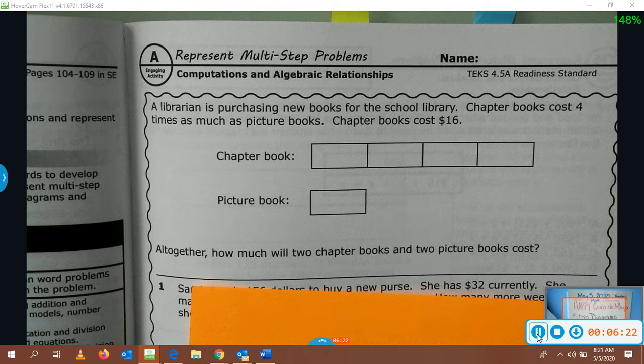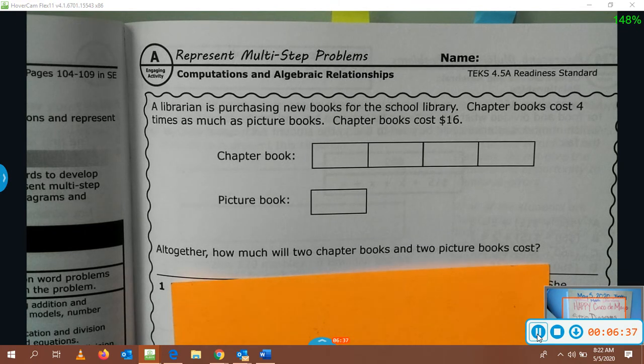Okay, a librarian is purchasing new books for the school library. Chapter books cost 4 times as much as picture books. Chapter books cost $16. So let's look at this problem and see if we can figure it out.